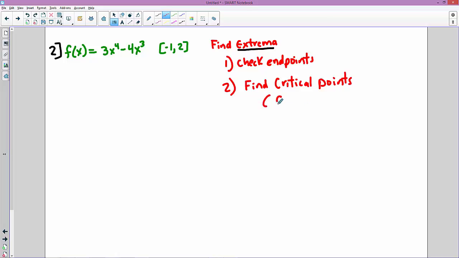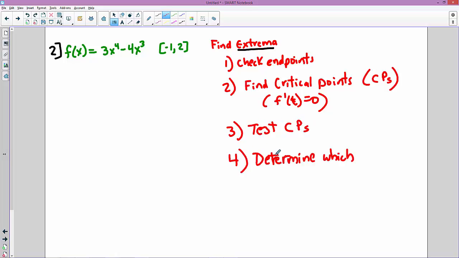And that's, of course, f prime of t equals 0. And then you're going to test the critical points, test our CPs. And for step 4, we're going to determine which one is the max and min. And remember, we could have more than one. Okay, so go ahead and do that. Pause the video, go through these 4 steps, and see what you come up with, and then I'll solve it for you.